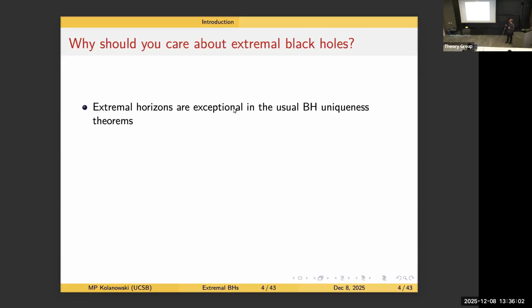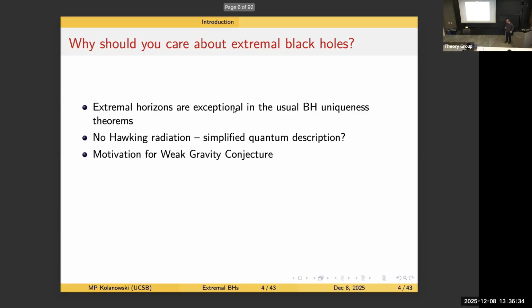So why should you care about them at all? From a pure GR point of view, extremal horizons are exceptional in the usual black hole uniqueness theorems. They have a different analytic structure. You may think about them as having different topology, say in some Euclidean picture. So they are very different, and there are still open questions about, for example, the uniqueness. Moreover, they don't have Hawking radiation, so you would think, and you would be wrong, but you would think that maybe they have some simplified quantum description.